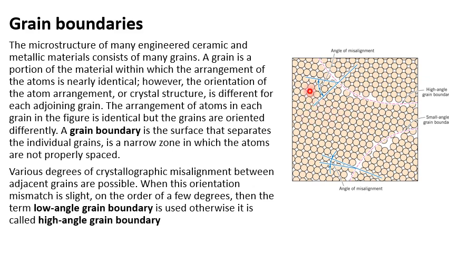For example, the alignment of the atoms in this grain is in this direction, while the alignment of the atoms in this grain is in this direction. The misalignment between the atoms in this grain and the atoms in this grain is called the grain boundary, or forms the grain boundary here and the grain boundary here.